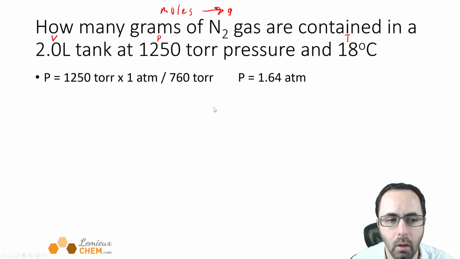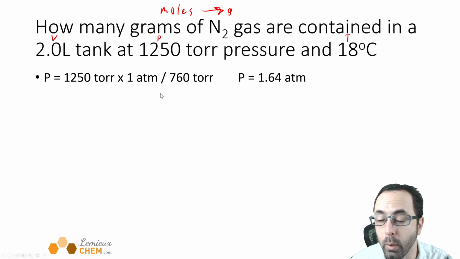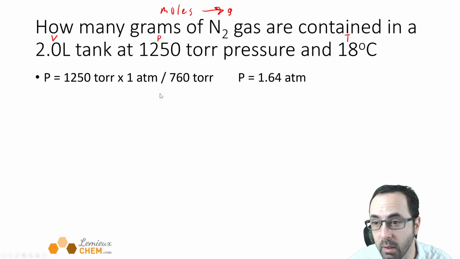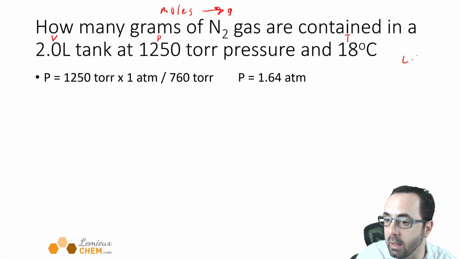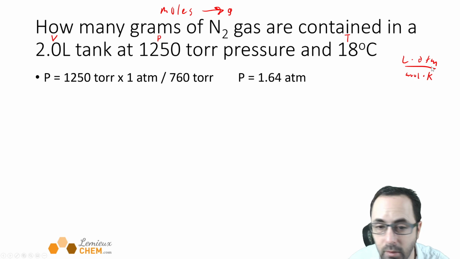Okay, so for pressure, we need it to be in atmospheres since we're using the PV. Remember, if we're looking back at R has units of liters times atmospheres over moles times Kelvin. So for pressure, we need to have atmospheres.